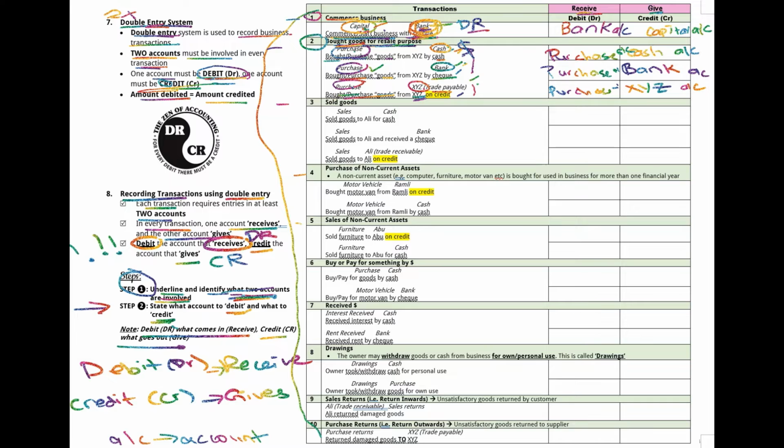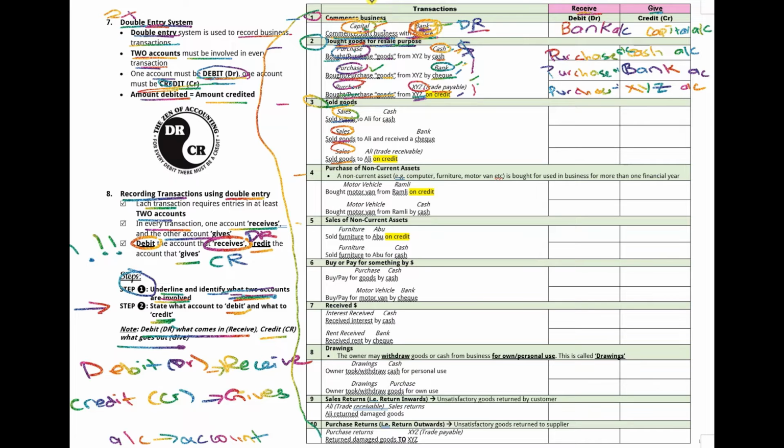So far so good? Yes? Okay, now next. On this one, we buy the goods. For number 3, we sell the goods. So you see, sold goods, sold goods. What account do you open? You open up the sales account. If you see the words sold goods, open up the sales account.